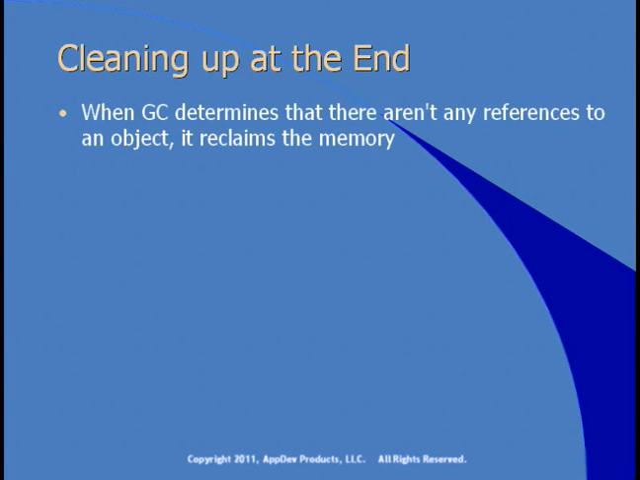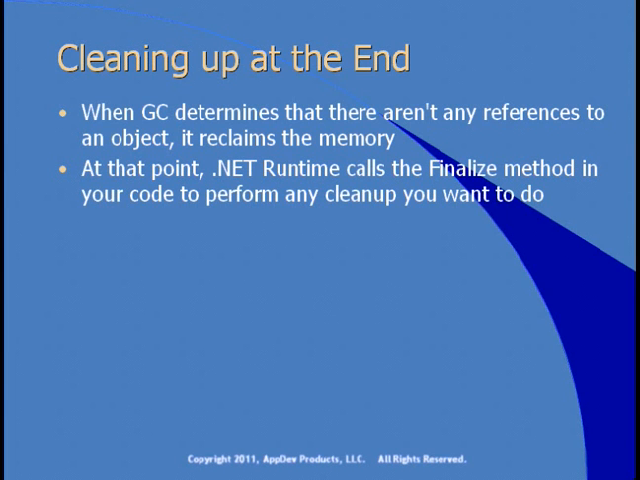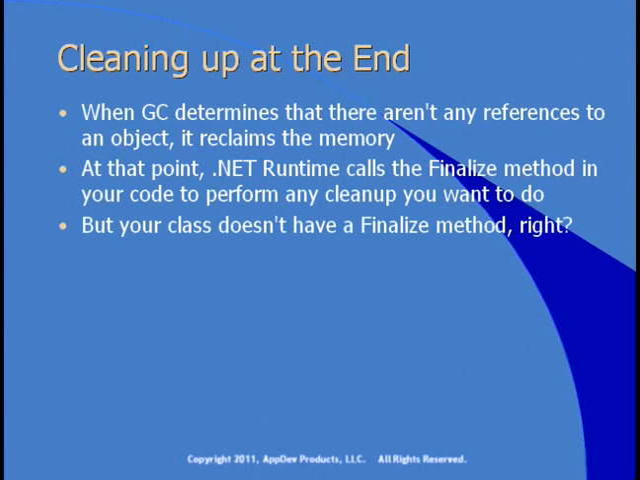When the garbage collector determines that there aren't any references to an object, it reclaims the memory that object was using. At that point, the .NET runtime calls the Finalize method in your class to determine any cleanup that you might want to do. So right before it removes it from memory, it calls the Finalize method in the code. But your class doesn't have a Finalize method, right? You've never seen a class that has one.